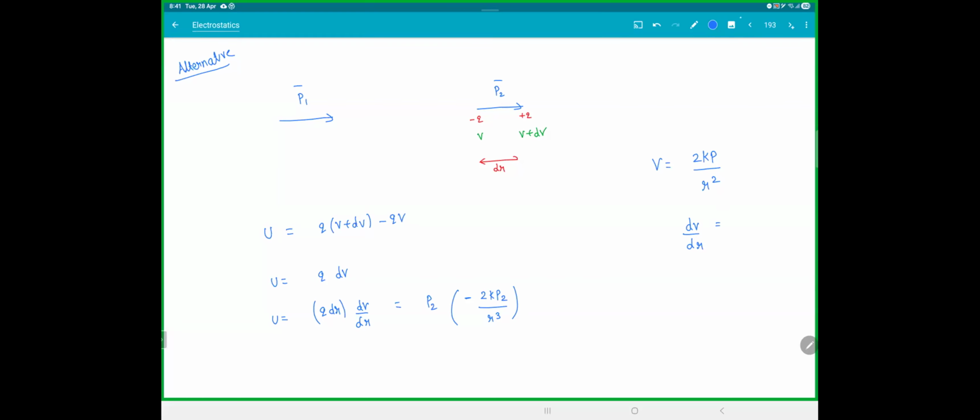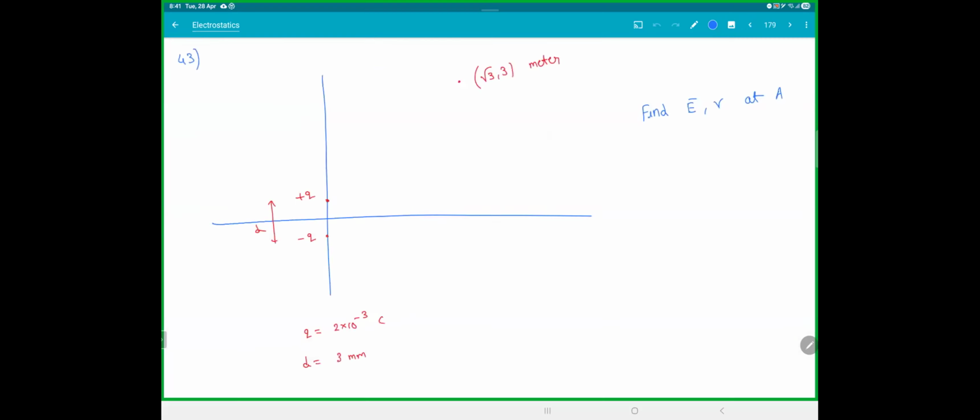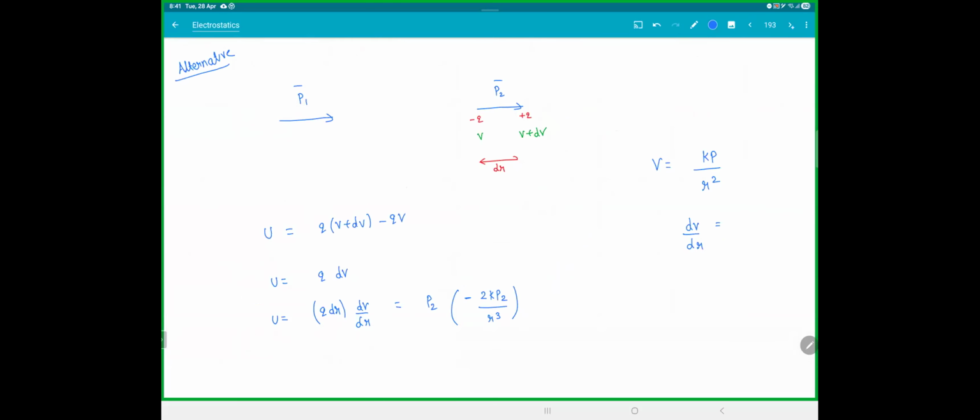I don't think you'll get a 2 kp cos theta by r square. Wait, I think the potential, right? Potential is kp cos theta by r square. Yeah. So this would be minus 2 kp by r cube. Substitute there, and you're done. So the potential energy of the dipole is minus 2k p1 p2 by r cube.